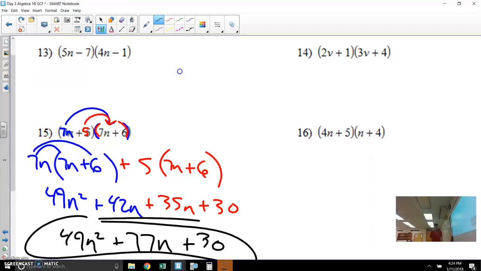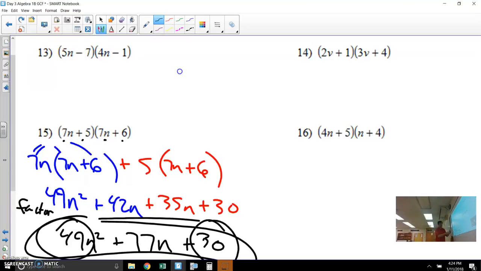So that is a pretty tough factor. If I gave you 49n squared plus 77n plus 30 and asked you to factor that, that'd probably be a little tough. But if you think about it, what multiplies to be 49? 7 and 7, right? And what multiplies to be 30? 5 and 6. Now you may have to play with that. If you didn't know where to put it, you have to put it in there and see which way is going to multiply correctly. But if you start paying attention to the numbers here and how they are formed through multiplication at the beginning, the factoring starts to make a lot more sense.